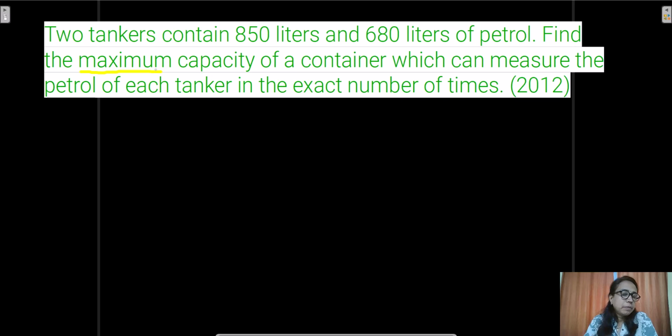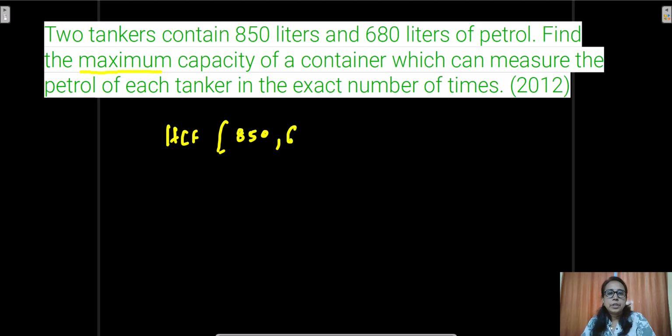So if you are seeing maximum anywhere, then you can find out HCF. Okay, when it comes to the minimum capacity or minimum amount or minimum distance, you want to find out the LCM. Here maximum is directly given, so keep it in your mind, children. It is maximum, so here you have to find out the HCF. 2 tankers contain 850 liters and 680 liters. So directly you can write HCF of 850 and 680.